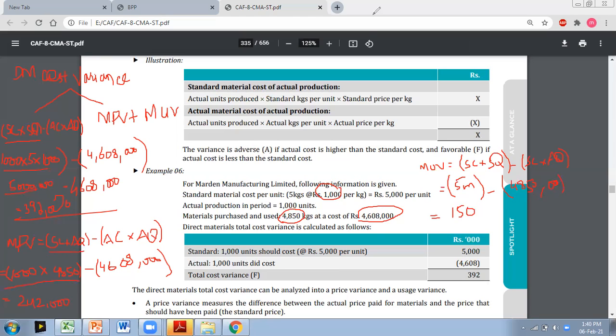Now look at this. When we did material price variance, the answer was 242, and when we did material usage variance, the answer was 150. Now if we put it over here, material price variance was 242 and material usage variance was 150, and when we add both of them, it becomes 292, right? So sometimes in exams he can ask you only material price variance or material usage variance, or from this he can ask you to calculate direct cost variance. So these were the formulas and you should be aware of them, right?